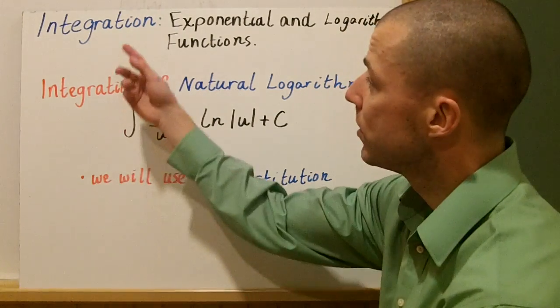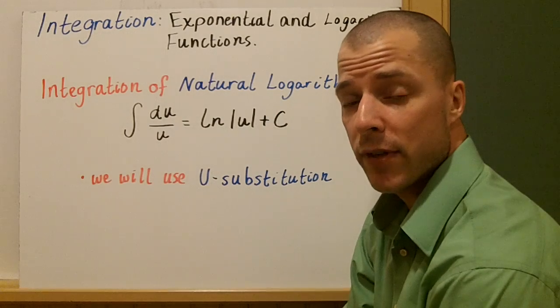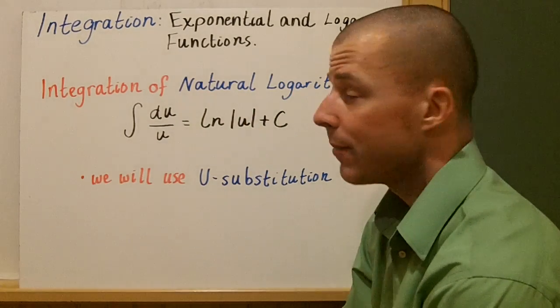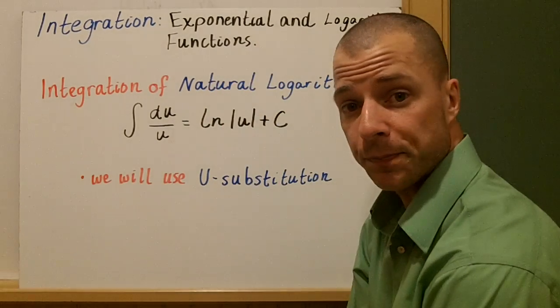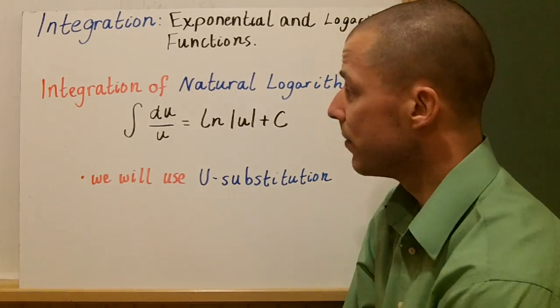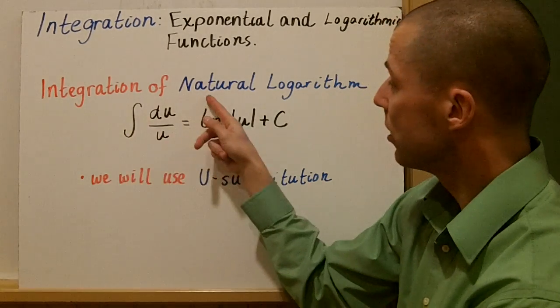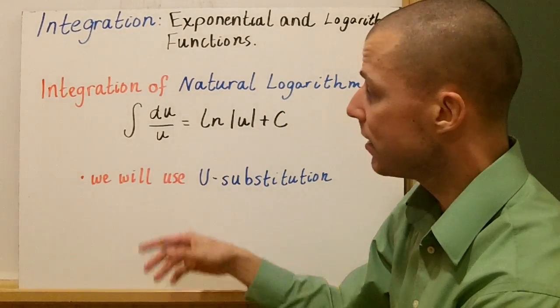All right, welcome to integration, and we're going to continue talking about integration or antiderivatives, but today we're going to talk about two specific types of examples. We're going to look at exponential and logarithmic functions and how to integrate those types of functions. The first rule that we have is the integration of the natural logarithm, and that's when a logarithm has a base e.